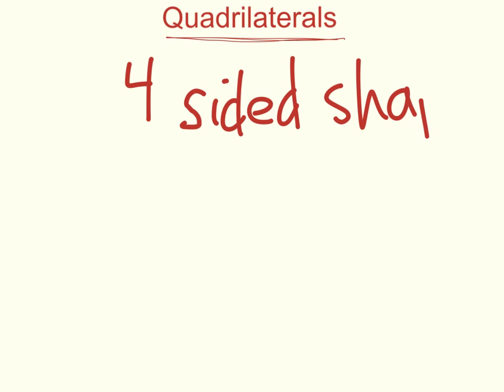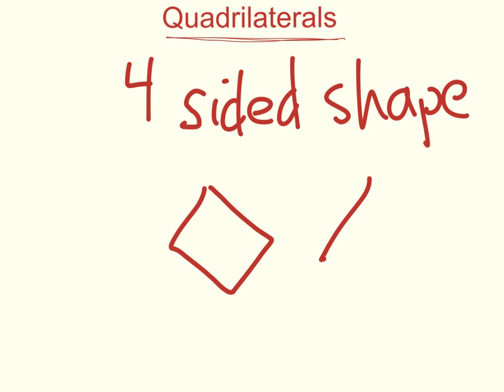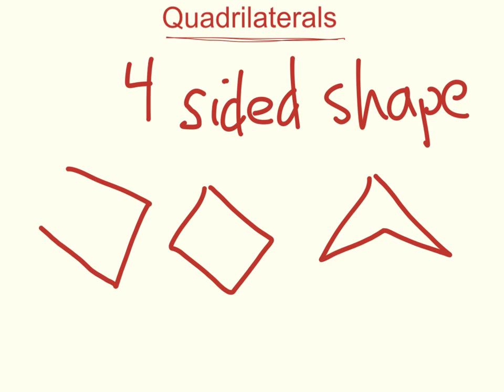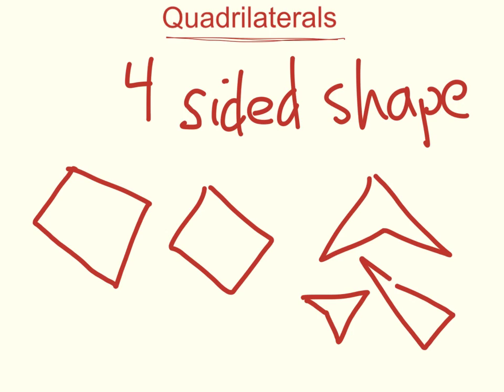In this video we are going to explore quadrilaterals. A quadrilateral is any four-sided shape. So if you draw a four-sided shape like this, that's a quadrilateral. Or that's a quadrilateral. Or that's a quadrilateral. Or that's a quadrilateral. Or that's a quadrilateral. You get the idea.